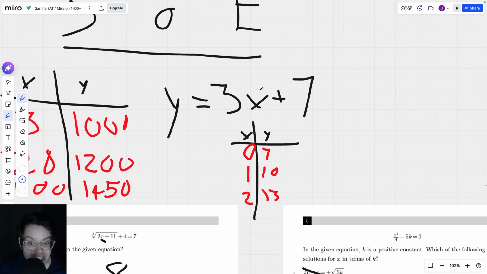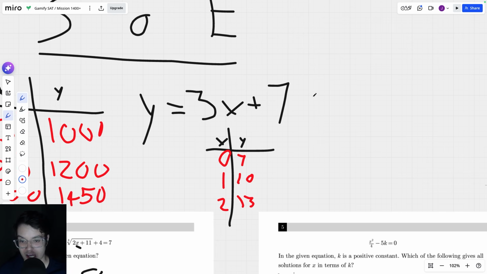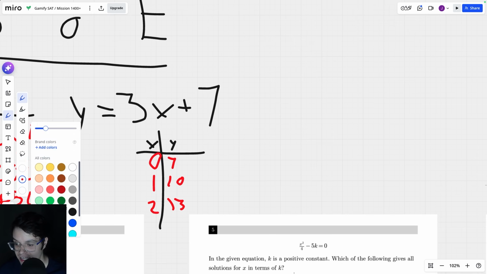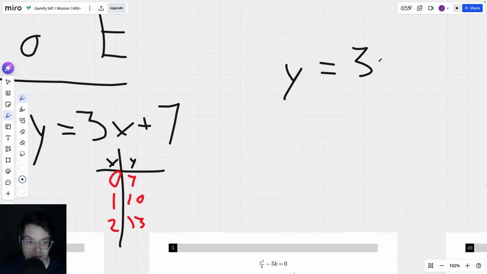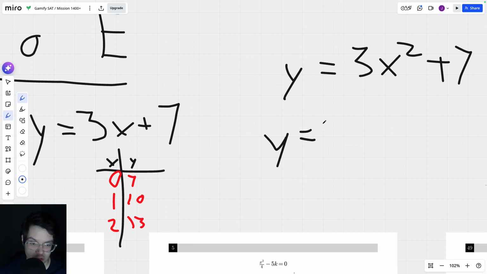And so there are plenty of different ways I can write this kind of function. I can write it like this. I could say y is equal to 3x squared plus 7. I could say y is equal to just like 3 plus x. I can say literally whatever I want. It just depends what kind of function I want to make.